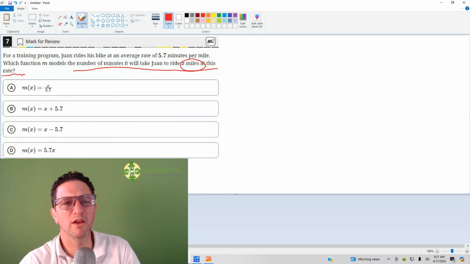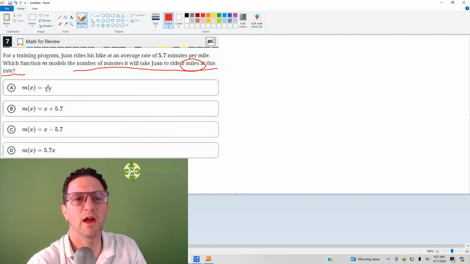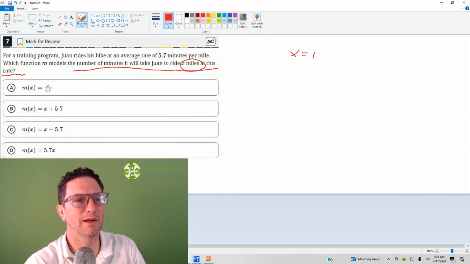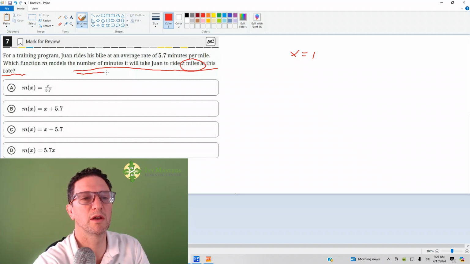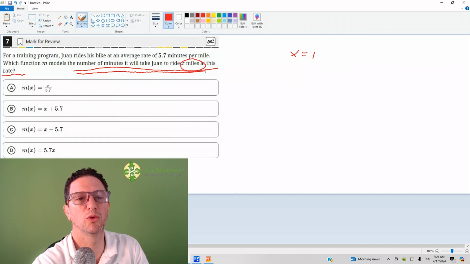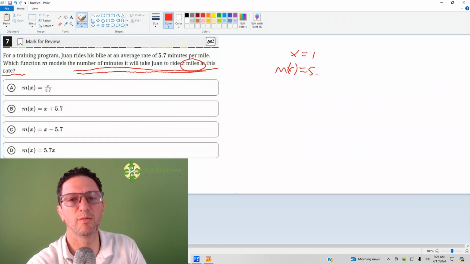So one thing you can do, if you don't just look at this and know what's going on, is pick a value for X. Let's say X equals 1. Then you could work through it: if he rides his bike at 5.7 minutes per mile, and we need to know how long it's going to take him, in place of X you're going to ride 1 mile. What's the number of minutes it's going to take Juan to ride 1 mile? So 1 mile, it's going to take him 5.7 minutes. So then M of X equals 5.7.